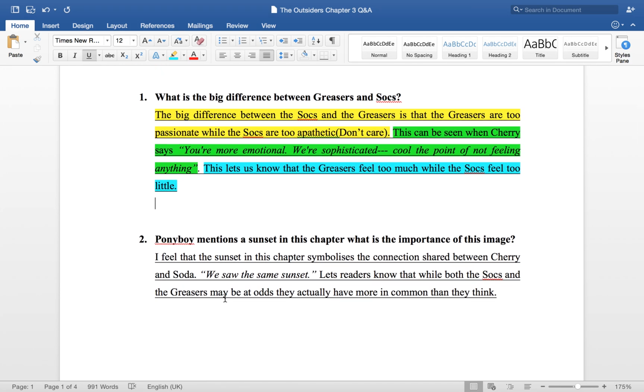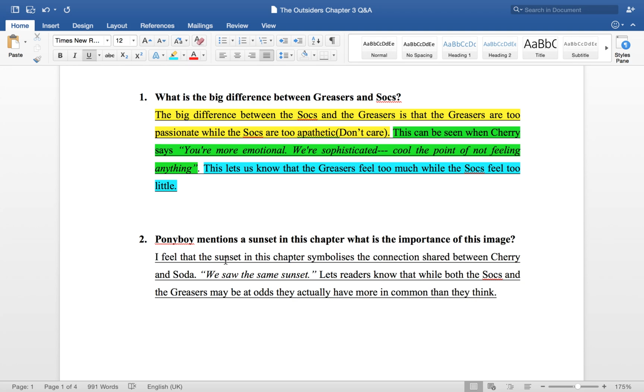Now, moving on to the next question. Ponyboy mentions a sunset in this chapter. What is the importance of this image? This will be a major, major image for the rest of the novel. So this is an important one. We need to remember quotations around the sunset, and that as a key image for the text.